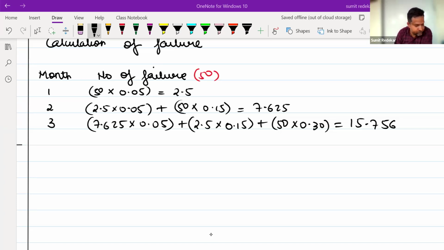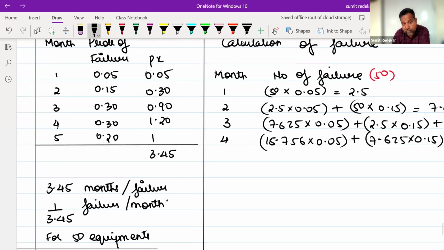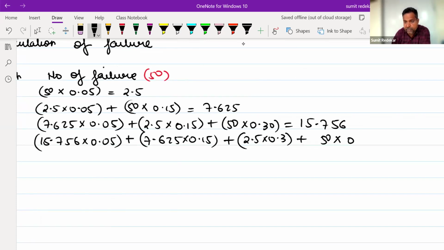Let's go, 4th year. Okay, there. 15.756 into 0.05 plus the 7.625 will break down with the probability of 15% plus the 2.5 with the breakdown with the probability of 30%, and the 50 will break down with the probability of another 30%.